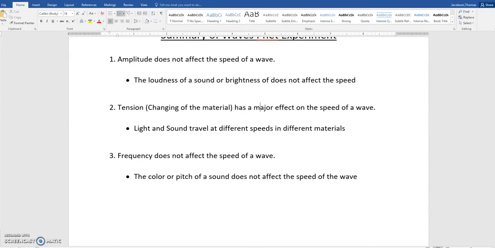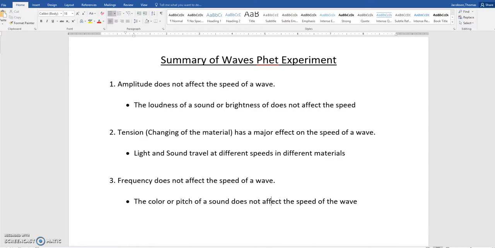And the last thing is frequency does not affect the speed of a wave. So the different colors we see are because of the different frequencies of the light, or the sounds we hear are different because of the frequencies of the sounds. But the speed of light, the speed of color, or the speed of someone's speaking voice, whether they're a boy or a girl, or high pitch or low pitch, is not affected at all. So the speed of a wave stays the same for a light wave or a sound. It's not affected by the frequency. That is about it.